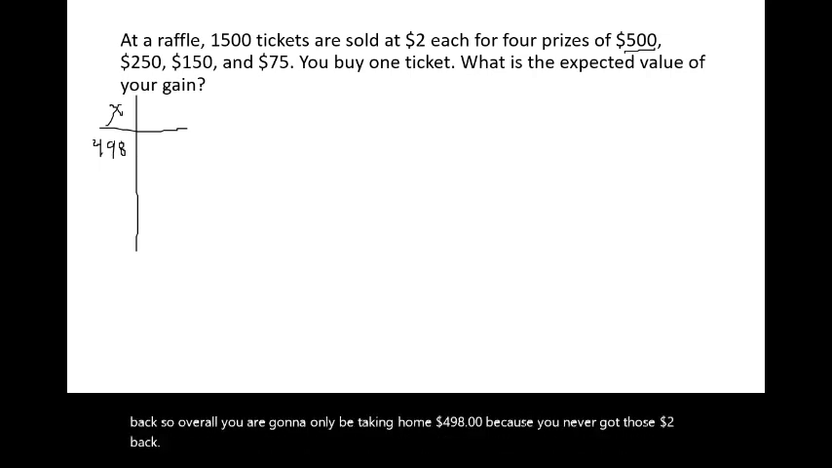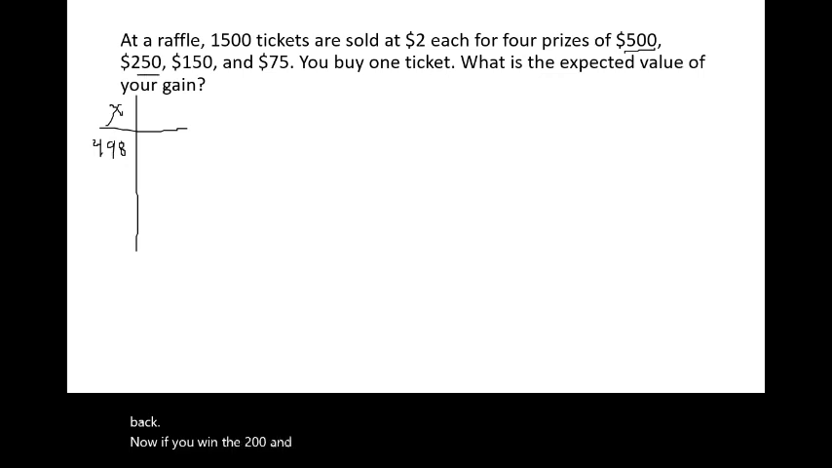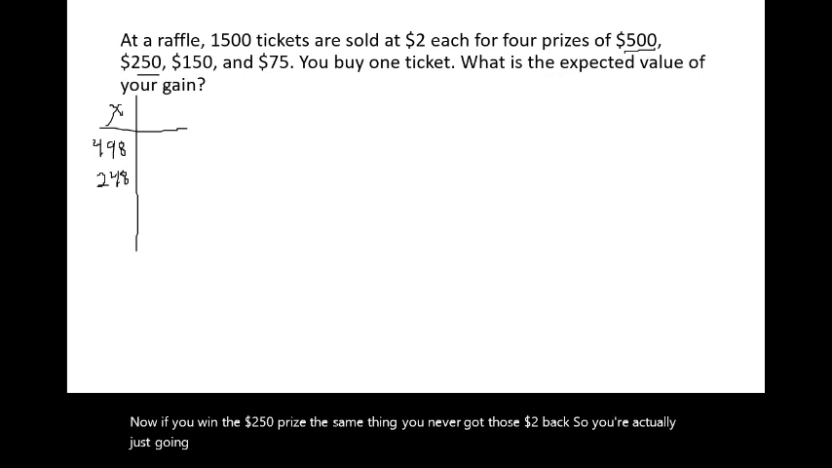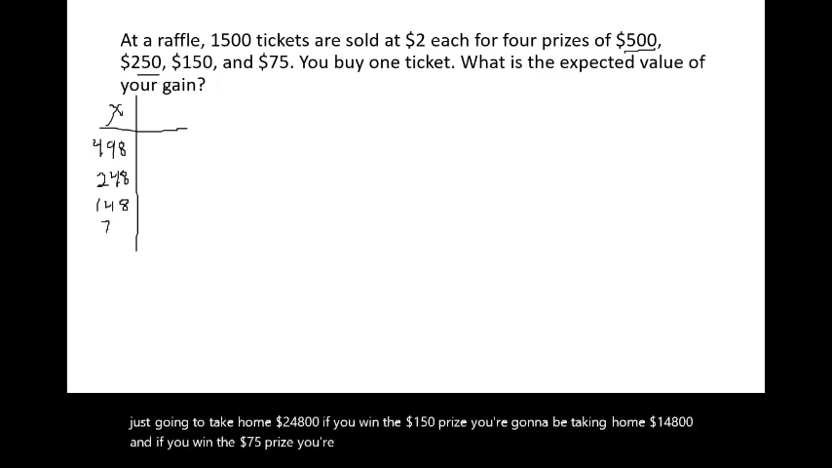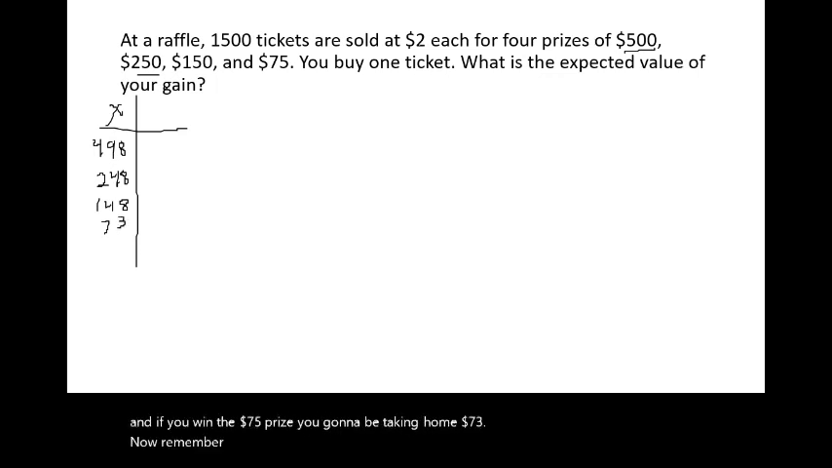Now, if you win the $250 prize, the same thing. You never got those $2 back, so you're actually just going to take home $248. If you win the $150 prize, you're going to be taking home $148. And if you win the $75 prize, you're going to be taking home $73. Now remember, those are just the possible outcomes if you win.